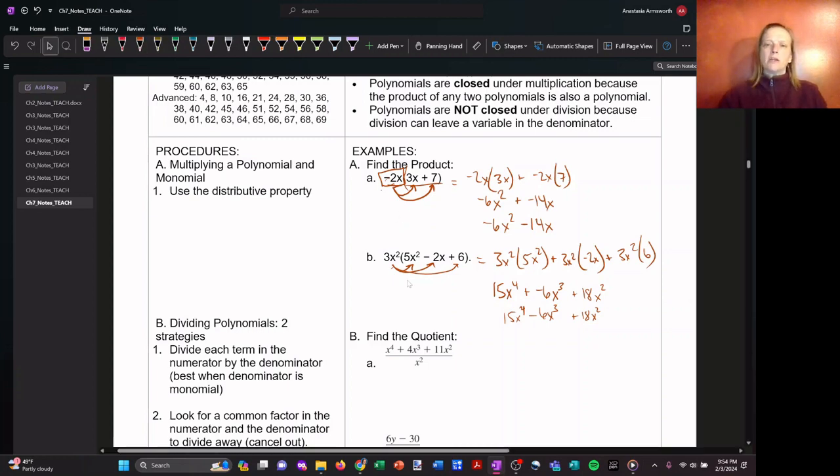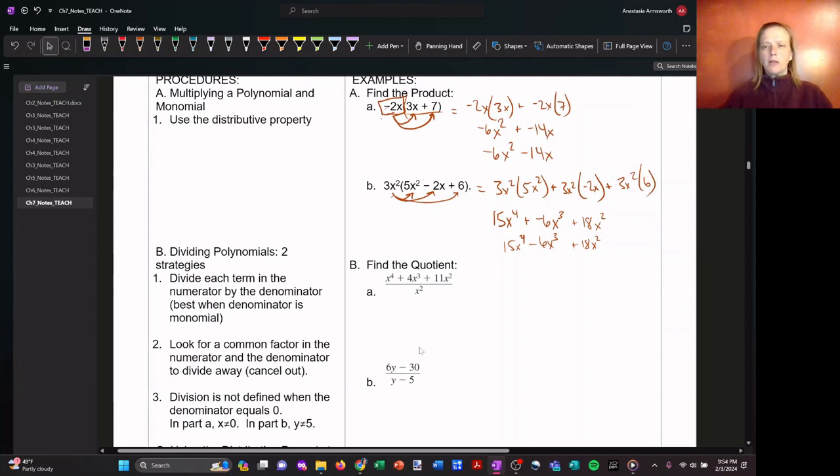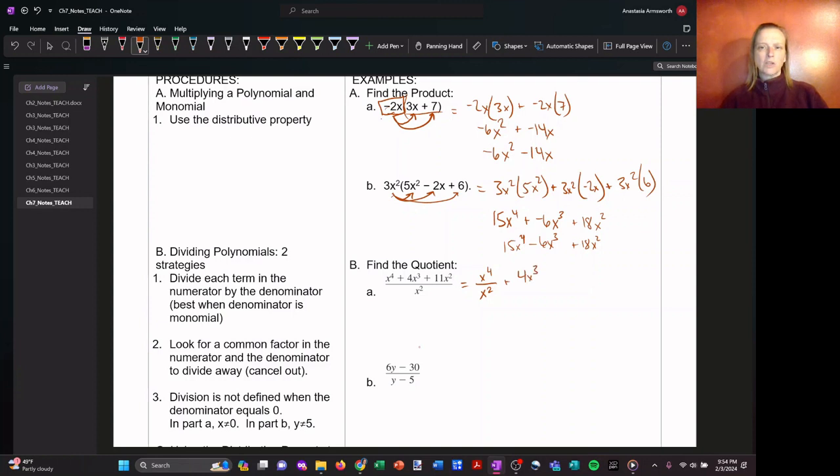How about dividing polynomials? What happens when you divide polynomials? If you only have one component in the denominator, then we can just divide each term in the numerator by the denominator. So what that looks like is x to the 4th over x squared plus 4x cubed still over x squared plus 11x squared still over x squared.